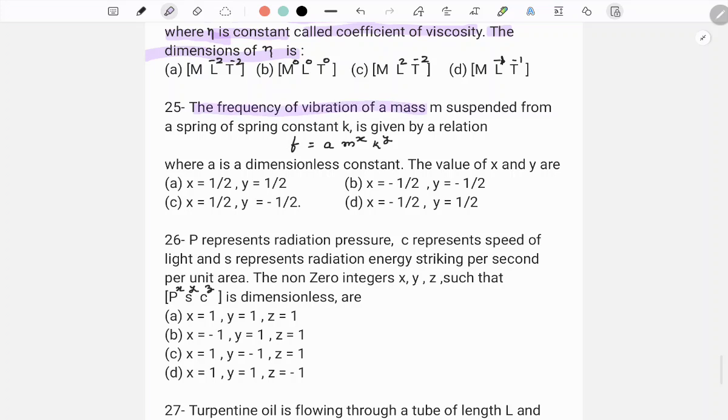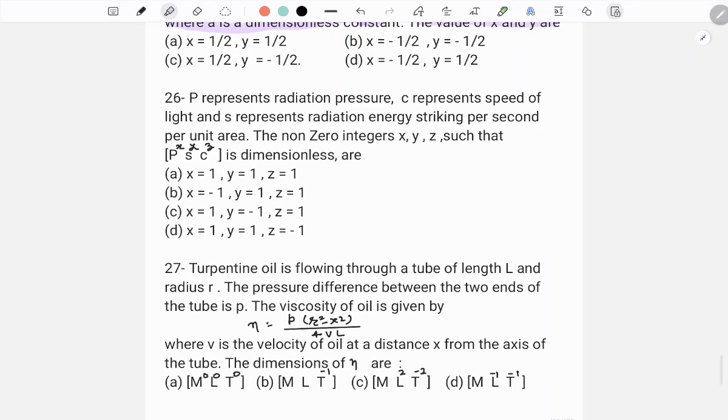Next, the frequency of vibration of a mass m suspended from a spring of spring constant k is given by a relation f is equal to a m to the power x k to the power y, where a is dimensionless constant. The values of x and y are. Next, P represents radiation pressure, C represents speed of light, and S represents radiation energy striking per second per unit area. The non-zero integers x, y, z such that P to the power x, S to the power y and C to the power z is dimensionless are.